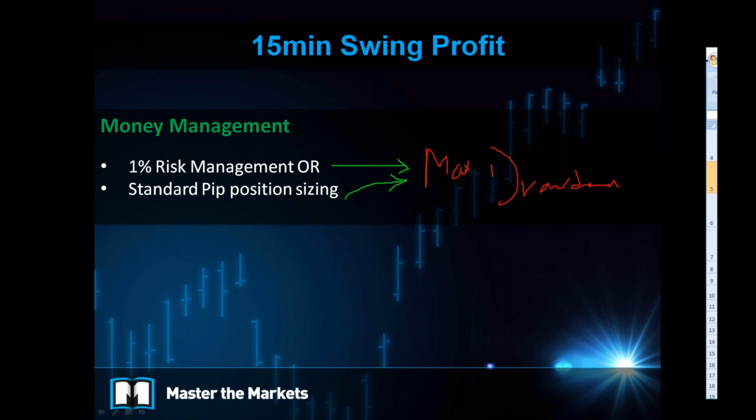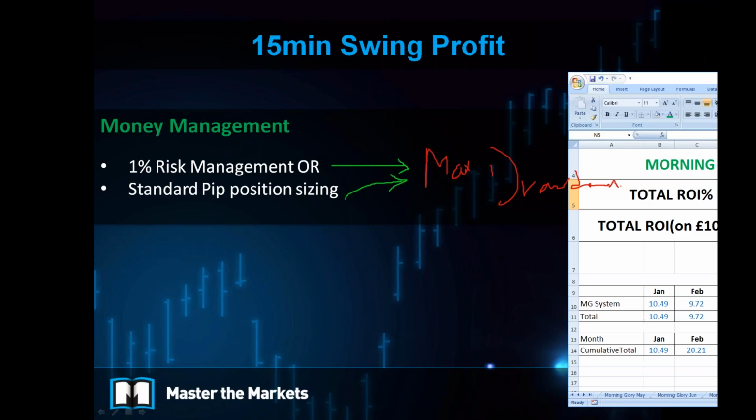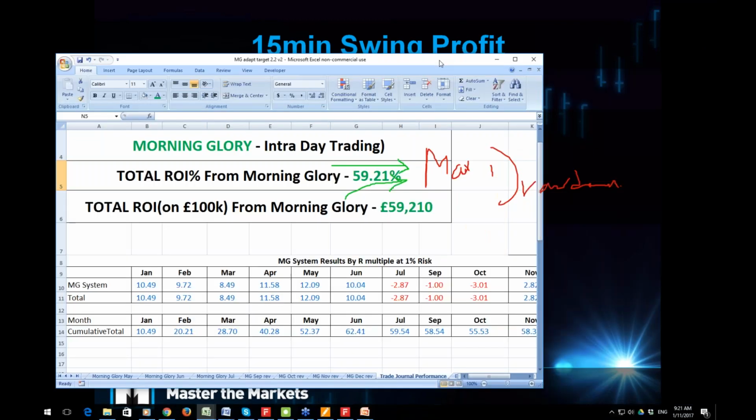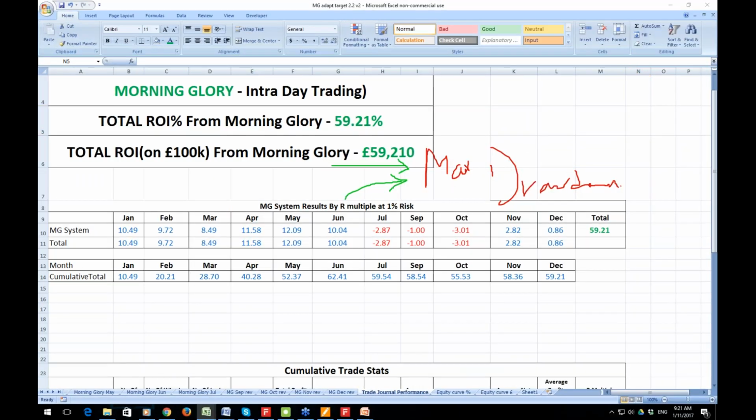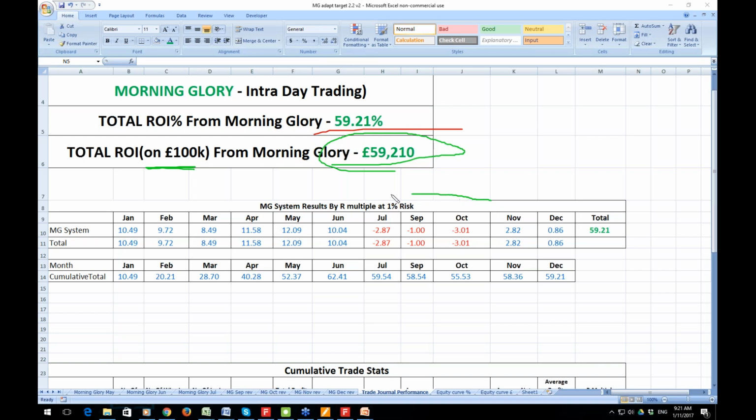Actually, tomorrow we'll be focusing a lot on stats and everything, right? So you can see over here the Morning Glory strategy. You can see 59.21%, and 59,210 pounds on a 100,000 pound account if you want to check that percentage conversion. Now that's not the important point, how much it makes, because what we want is sustainability. It's the maximum drawdown that we're looking at.